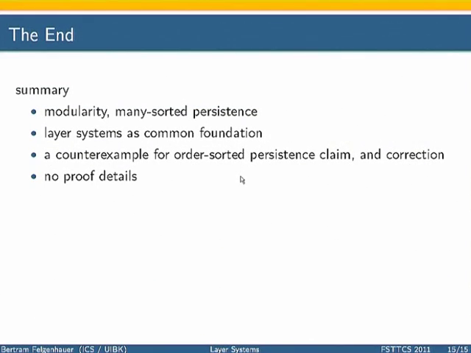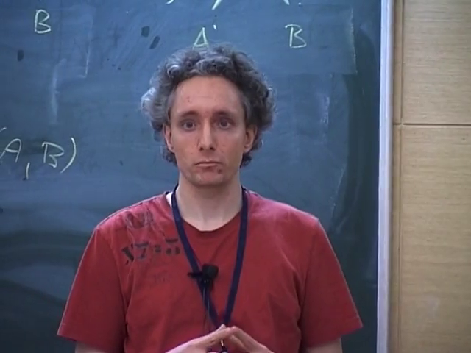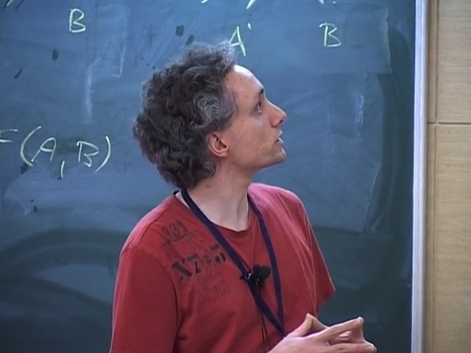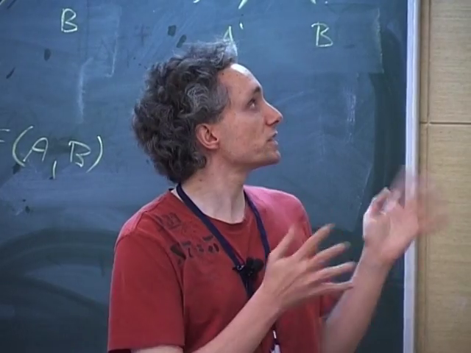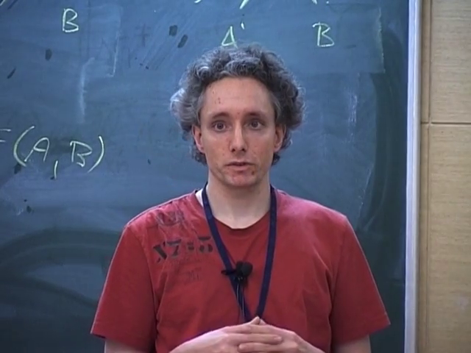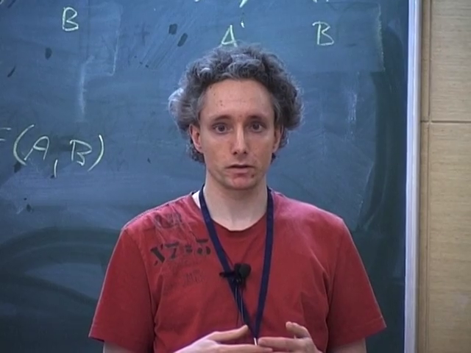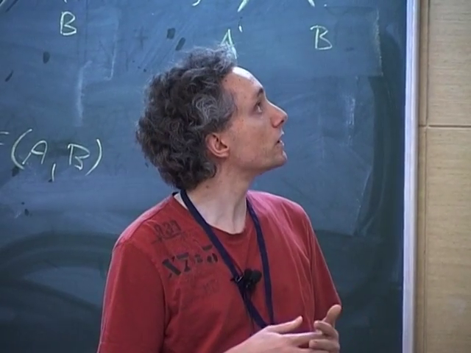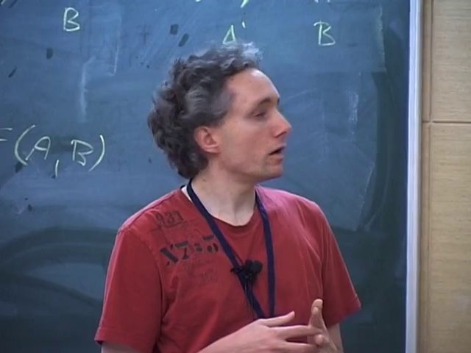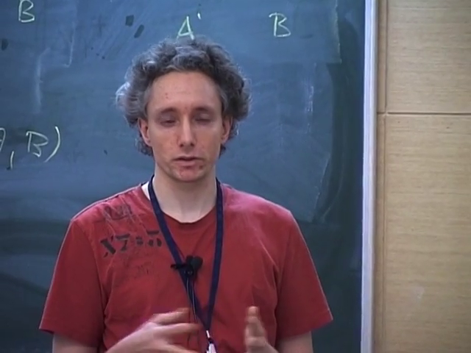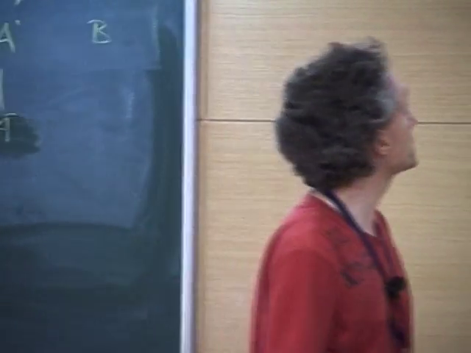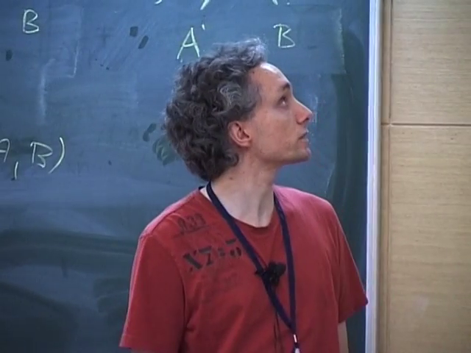And to conclude, we've seen modularity and layer systems. We've introduced layer systems as a common concept used in all these proofs, and have presented a counterexample and the corrected result for order-sorted persistence. I have omitted all proof details because they are really very, very technical. And I think without context, it wouldn't make sense to present.